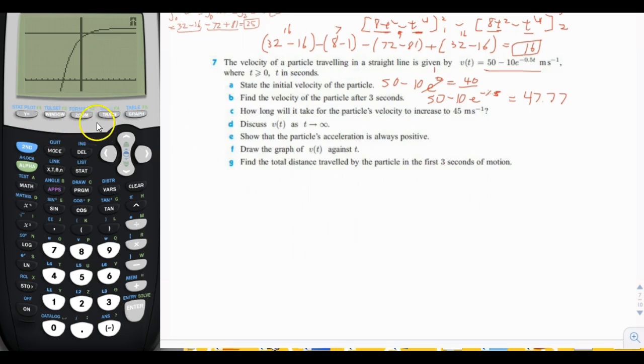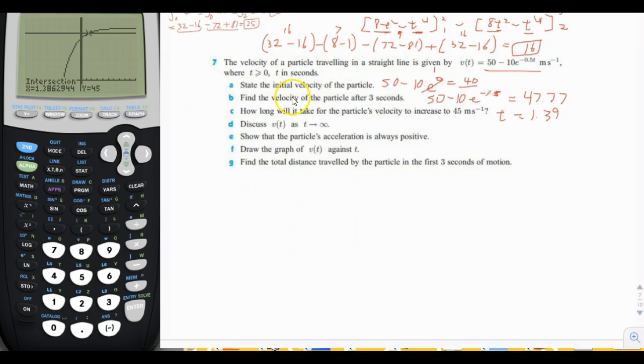And now we could do second calc intersect, which is option 5. And we'll say first curve is this function, 50 minus 10, and so on. Yes, it is. Second curve is 45. Yes, it is. And then it says, what's your guess? It doesn't really matter what your guess is. There's only one intersection, so you don't have to be careful about where the cursor is. So you just hit enter. And the intersection is going to be 1.39, comma 45. Hey, that is how long it takes to get to 45 meters per second. t equals 1.39.